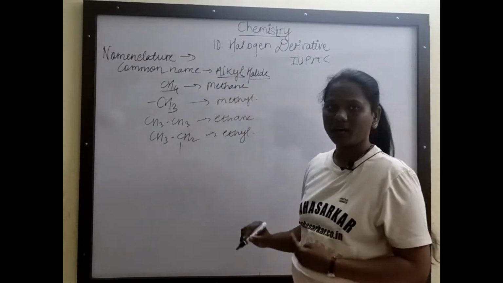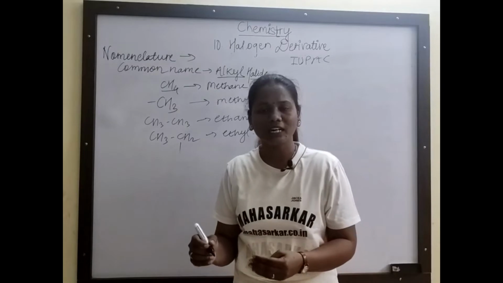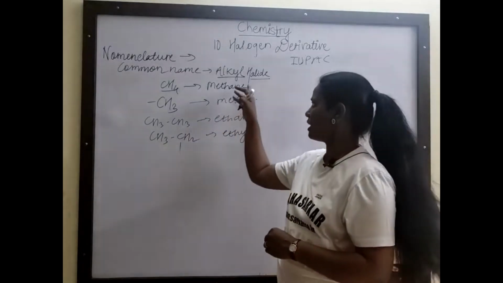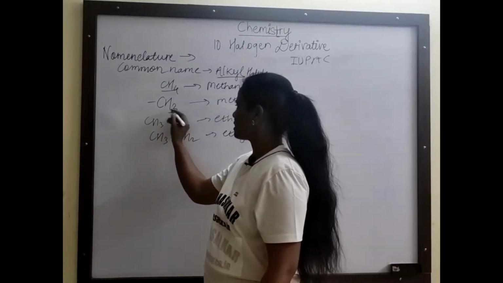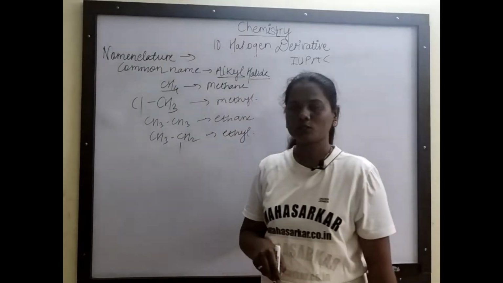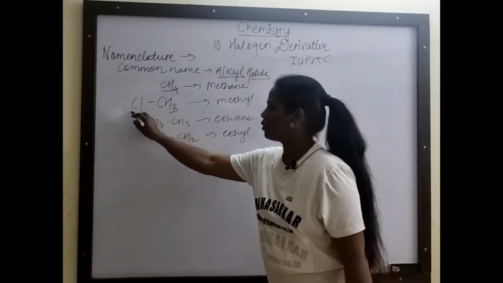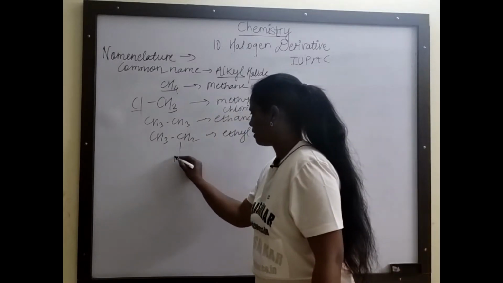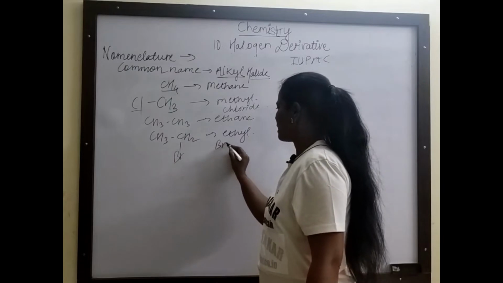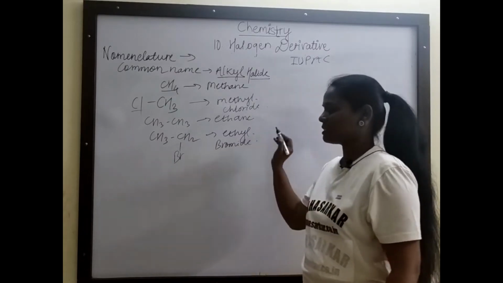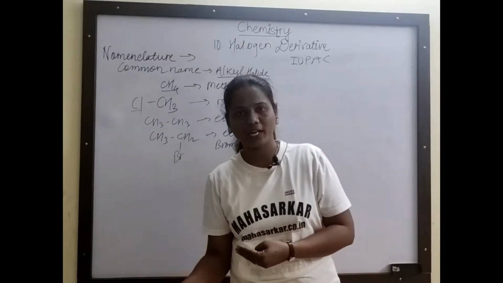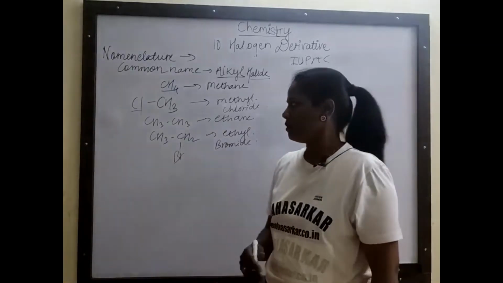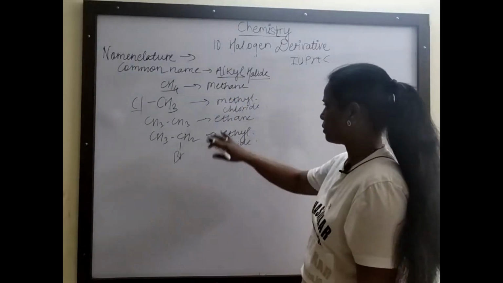Now what about the halide? Halide means the halogen atom which is attached in the organic compound, and according to that we have to give the names. For example, suppose here CH3, I attach chlorine. So what will be the name? Methyl chloride. Suppose I attach bromine, then it is named as ethyl bromide. If iodine is attached, then it is iodide. If fluorine is attached, then it is named as fluoride. Now this is the first part of the common name.